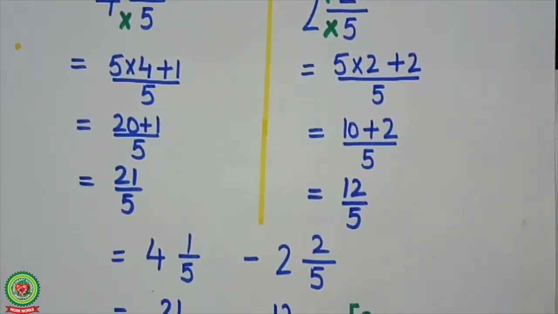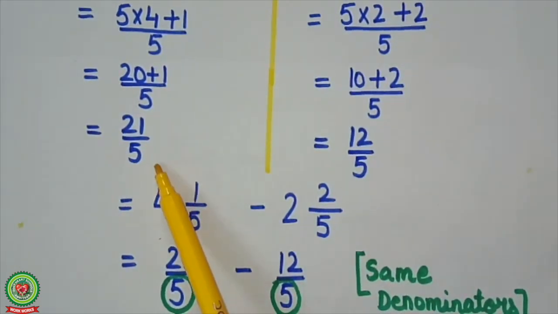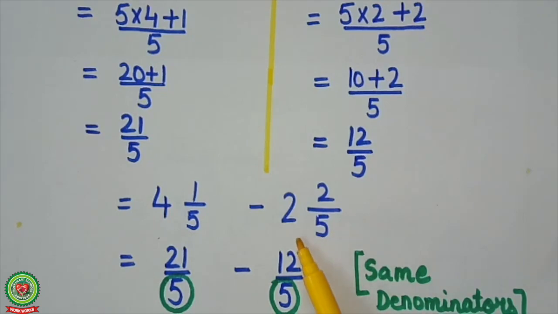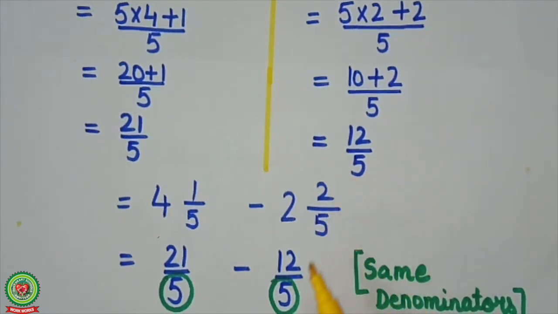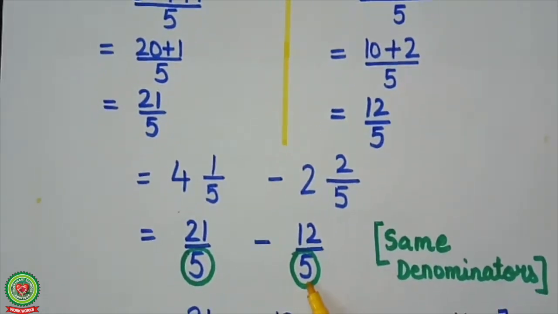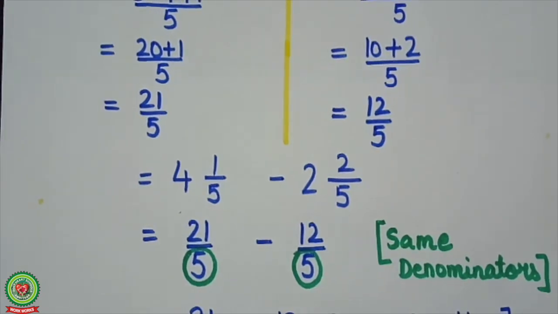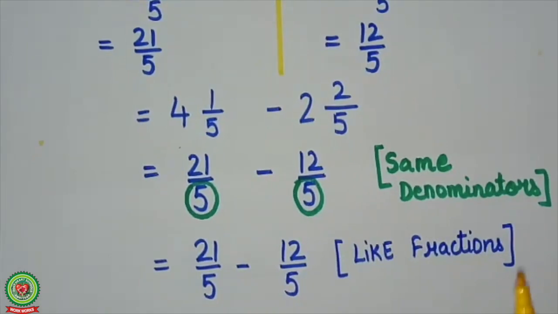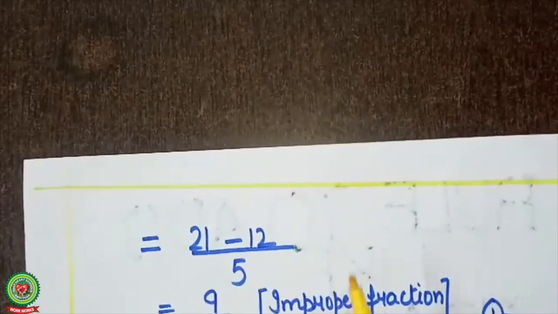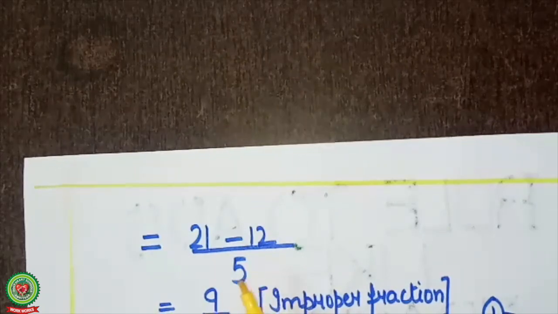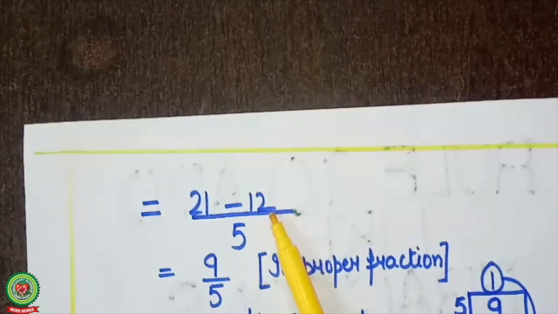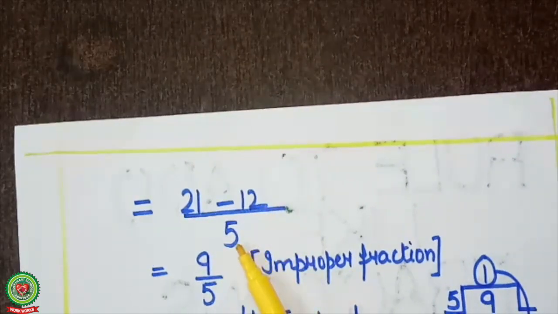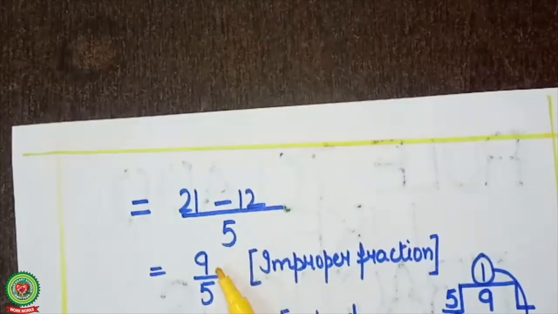Now come back to the statement. Here at the place of 4 whole number 1 upon 5, I will put 21 upon 5. And at the place of 2 whole number 2 upon 5, I will put 12 upon 5. Both denominators are equal to 5. Both are same. Therefore, these are like fractions. Now, as per rule, we will write denominator once. So here denominator will come 5 and subtract the numerators. So here it will come 21 minus 12 upon 5. 21 minus 12 equals 9. So it is coming 9 upon 5.